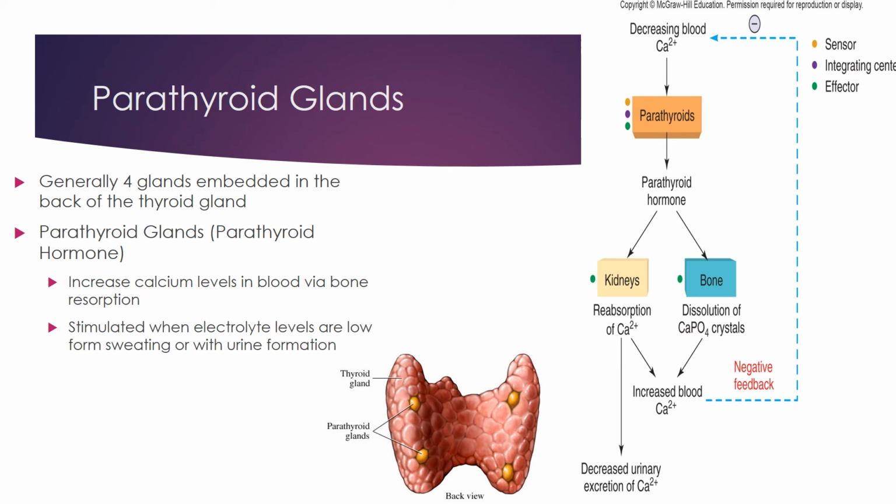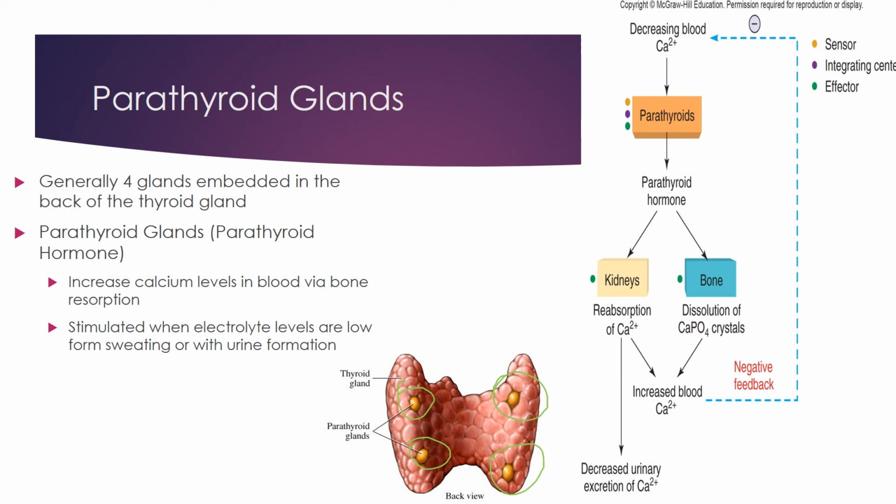Then the parathyroid glands are four very small glands found on the posterior side of the thyroid gland. They secrete a hormone called parathyroid hormone, which increases calcium levels in the blood by bone reabsorption, and is also stimulated when electrolyte levels are low from sweating or excessive urine formation. This has an antagonistic effect on calcitonin produced by the C cells within the thyroid gland.